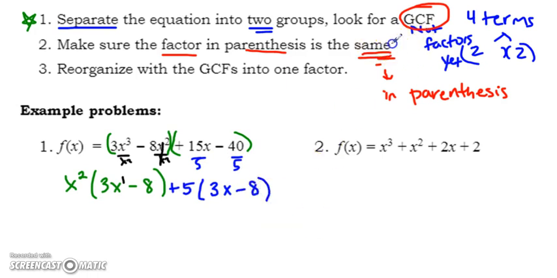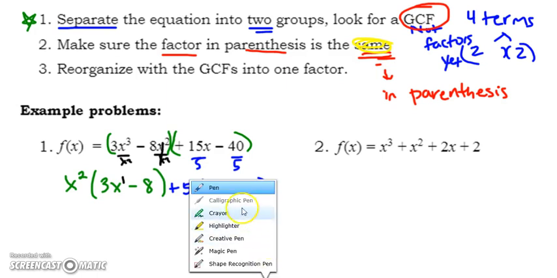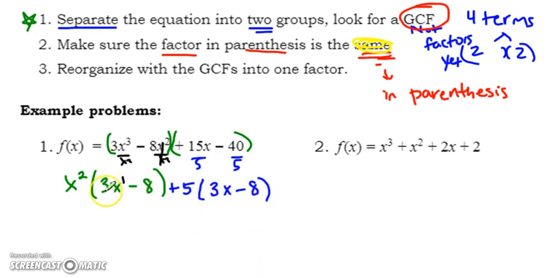Now, this part where I was talking about being the same, this is what I meant. Do you see how that factor that I just highlighted in yellow is identical? That means this worked for grouping, you did it right, and now you're almost done with your factoring.